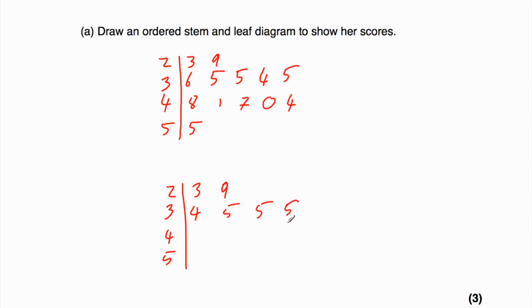That score happens a lot. If we were asked for the mode later, that might be where we would look. And then we've got our 36. Our 40s, we've got 40, 41, 44, 47, and 48. And finally our 50s, we've got our 55.